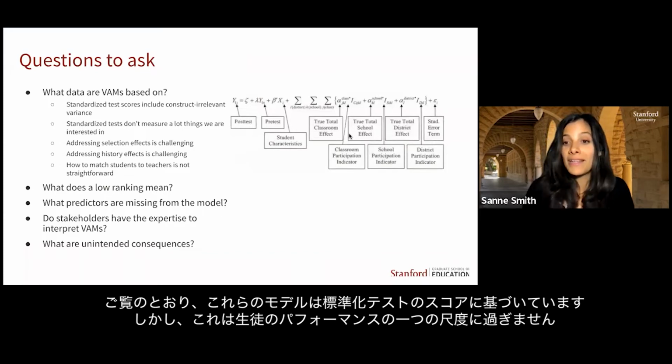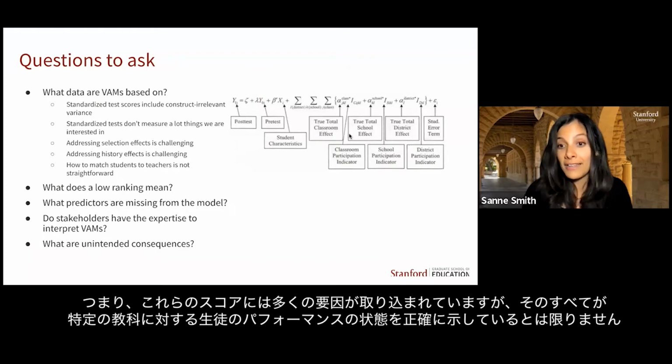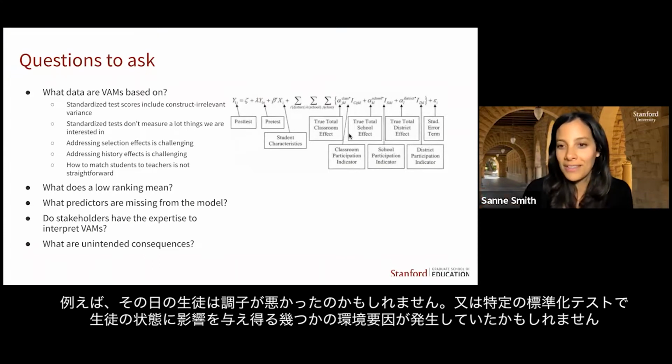You've seen that these models are based on standardized test scores, but this is just one measure of student performance. And we know from research that these types of test scores actually contain a lot of construct-irrelevant variance, meaning that they capture a lot of things, but not all of it is truly how a student is performing for a particular subject matter. They could have had a bad day, for example, or there are some environmental things going on that can affect how students score on a particular standardized test.